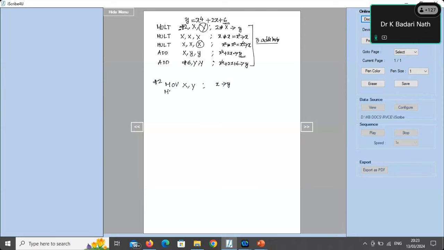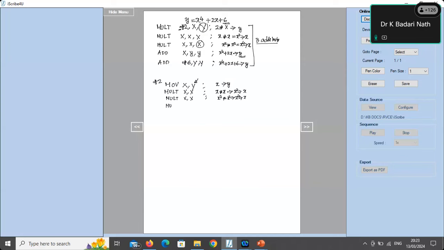Now I'll write the first multiplication, mult X, X. The X is multiplied by X itself, and the answer, that is X square, is stored in X. Now again I'll use one more mult, X into X. So X square, which was already there in AX, is multiplied again, and the answer, that is X to the power of 4, will be stored in X. In all these cases, the second operand will act as source and also as destination. Now I have performed X to the power of 4.